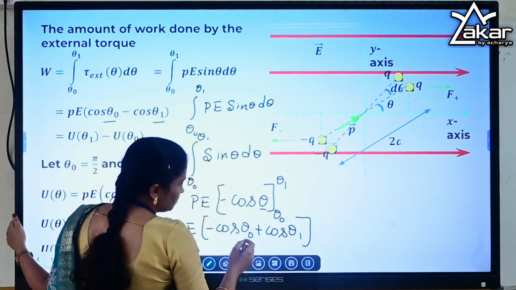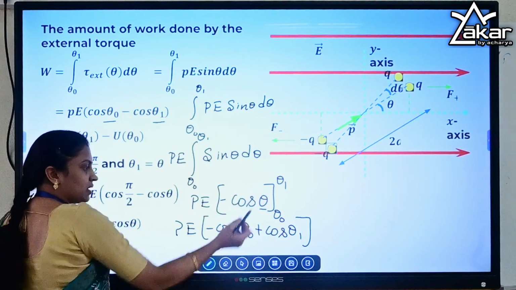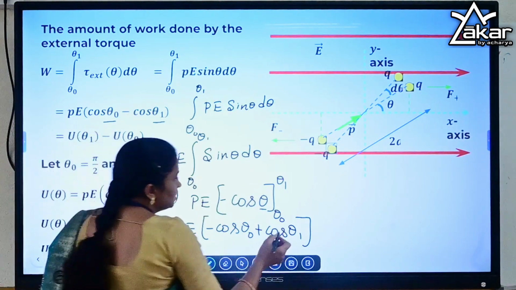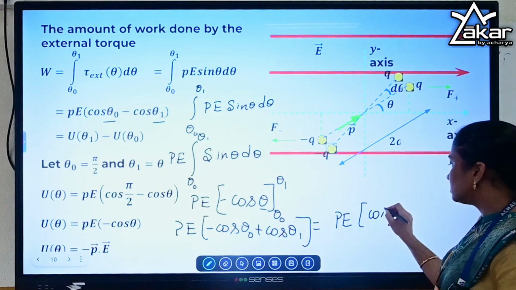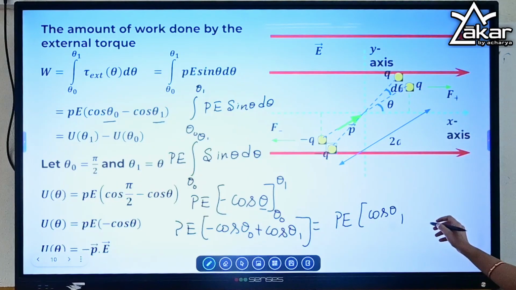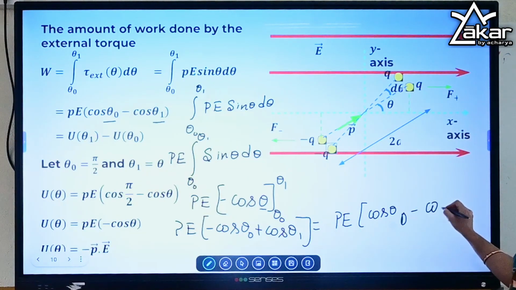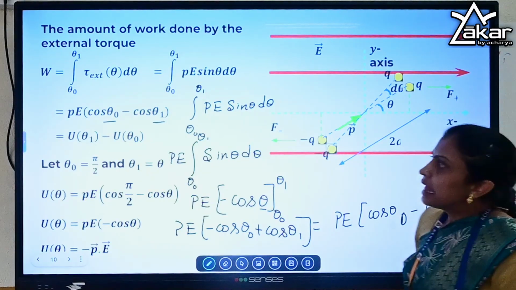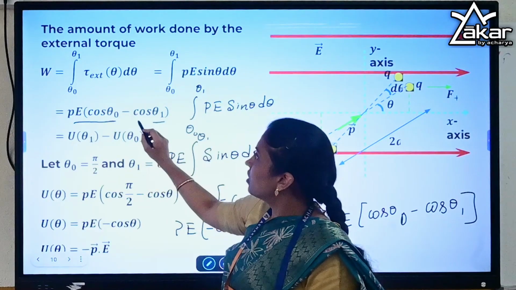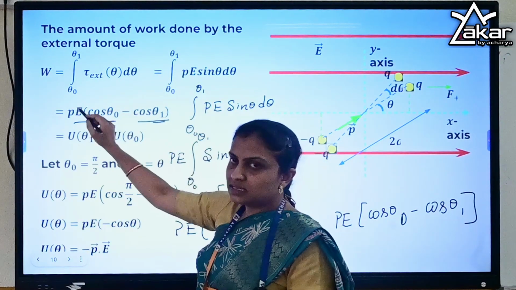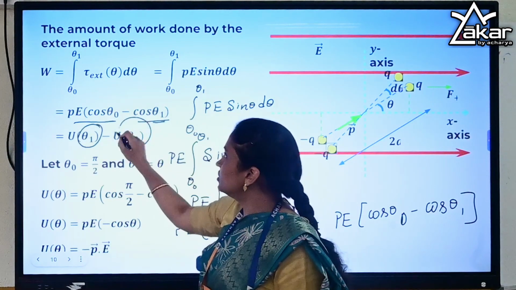So first you have to take, when you are going to substitute after the integration, you have to take upper limits. That's why I will take this side, so that it becomes PE cos theta 1 minus cos theta naught. After substitution, you can write PE cos theta naught minus cos theta 1. So I can write this as potential, that is U into theta 1 minus U into theta naught.